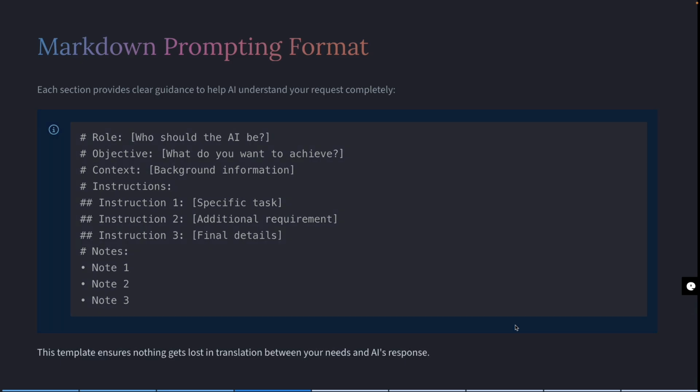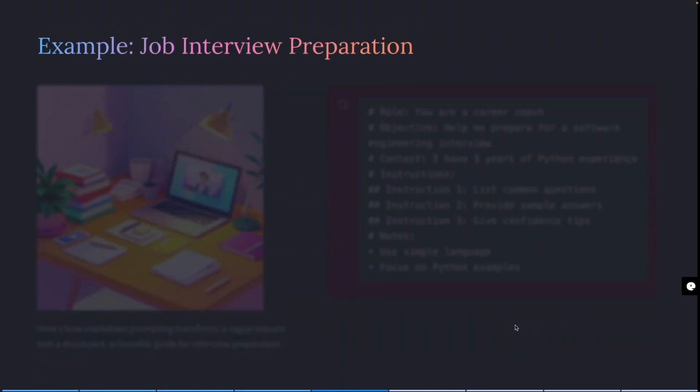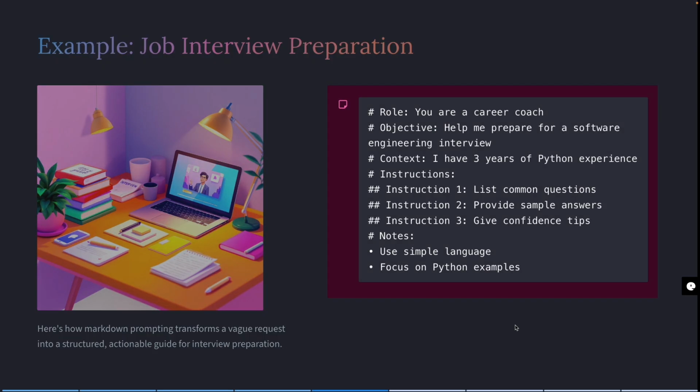The template ensures nothing gets lost in translation between what you need and the AI's responses. For example, AI job interview preparation. Here is how Markdown prompting transforms a vague request into a structured, actionable guide for interview preparation. As you can see here, there is a role. We can give a role to the AI: you are a career coach. Then the objective, where we give the goal: help me prepare for a software engineering interview. Then the context: I have 3 years of Python experience. Then instruction, then notes.